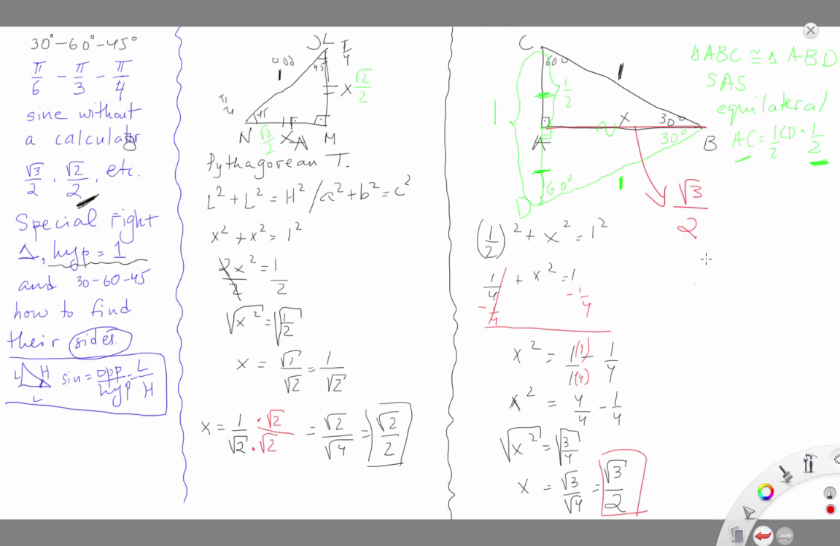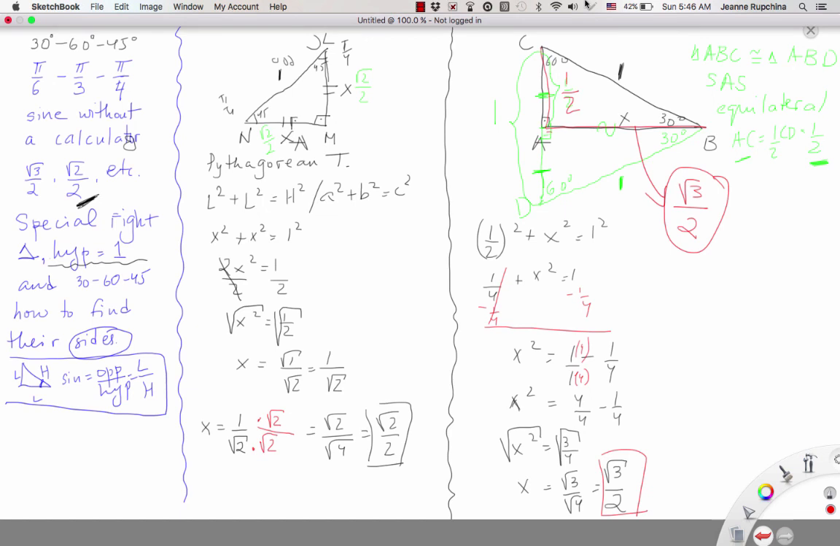Again, AC is equal to 1/2, and AB is equal to square root of 3 over 2. Now follow those same steps. Make sure you include all the math in your activity guide.